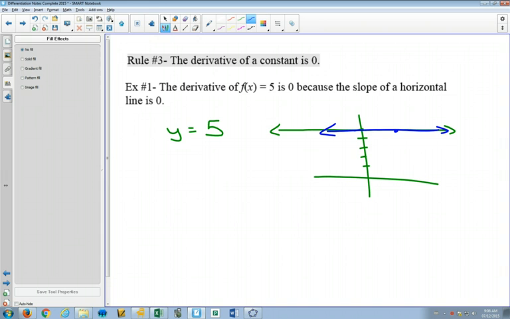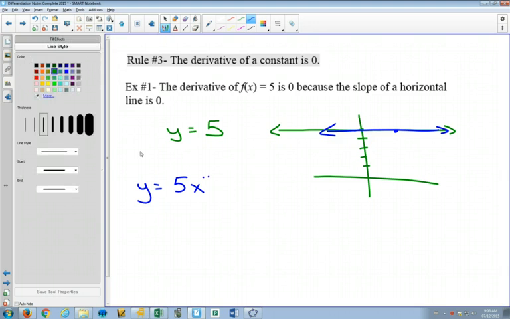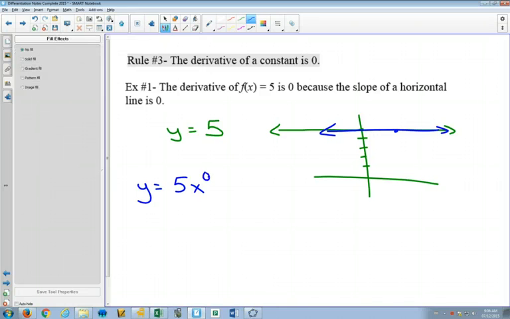We can also prove this using our power rule. Let's say I have y equals 5, and I would like to write it as 5 times x to the something to make it still equal y equals 5. What would go up here? It would have to be a 0. Do you agree that 5 times x to the 0 is the same as 5? We've seen that in binomial expansions, right? That's how we find our constant term. We say all of our x's will cancel out, and we'll have an x to the 0.